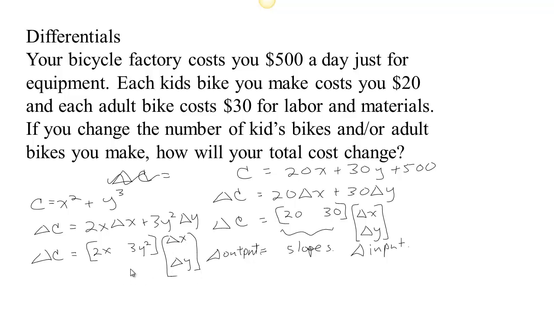So we can sort of break it out into that same idea: the change in output is going to be a slope matrix, so not a single slope but a set of slopes, times a change in input for our equation. Let's look at another scenario.